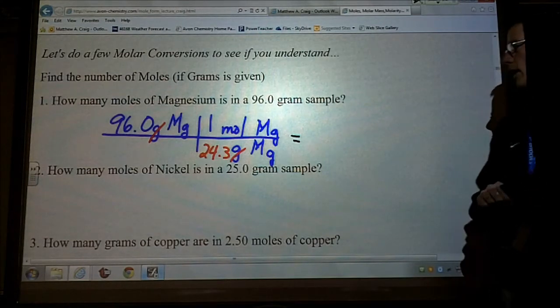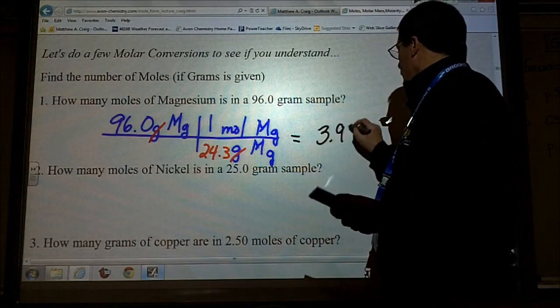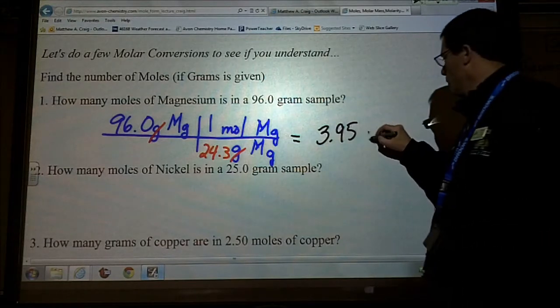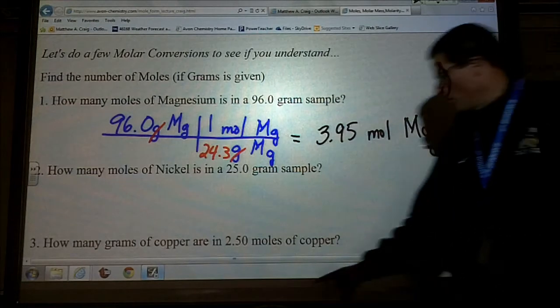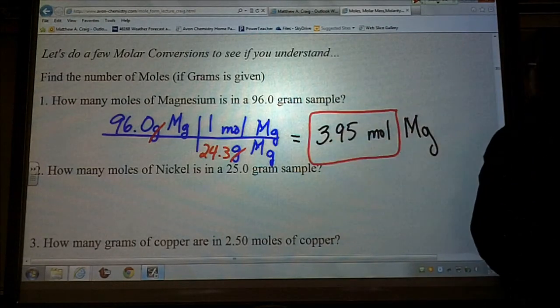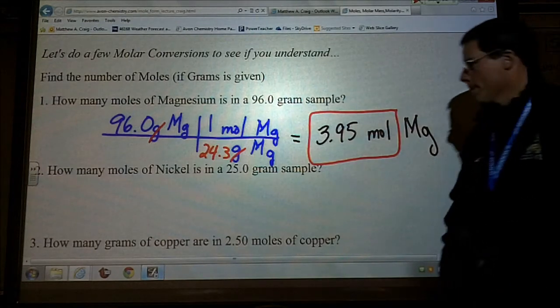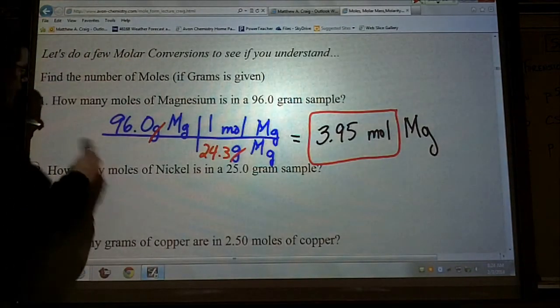And what'd somebody get? 3.95. 3.95, very good. And what would my units be for that? Moles. And if you wanted to, you could put magnesium on it. However, what I must see is that. Okay. So your unit in this case is how many moles? Okay. Isn't that fun? Let's do another one.